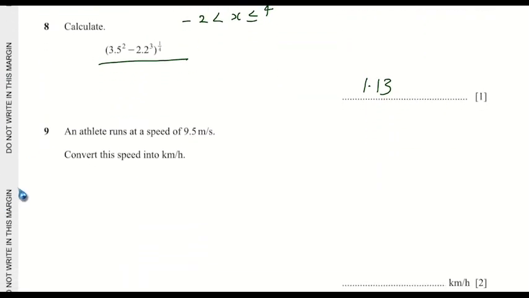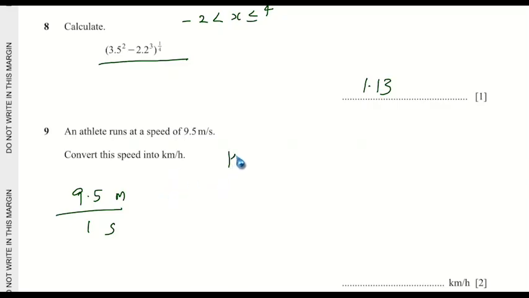An athlete runs at a speed of 9.5 meters per second. Convert this speed into kilometers per hour. It's pretty easy. 9.5, that is meters, per second, so 1 second. We want to leave the answer in kilometers per hour.